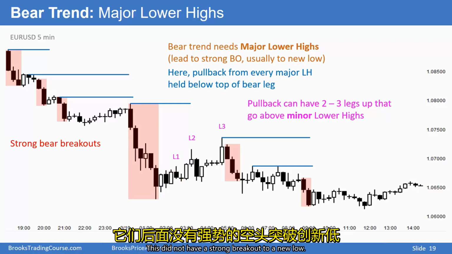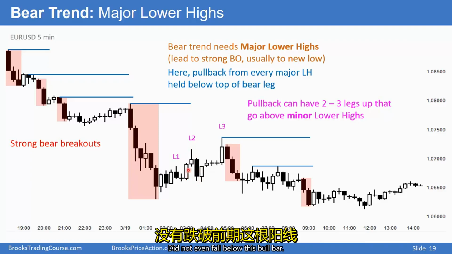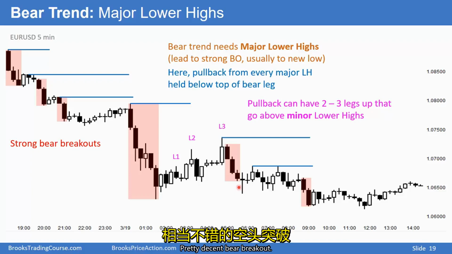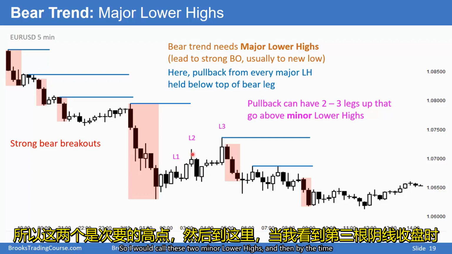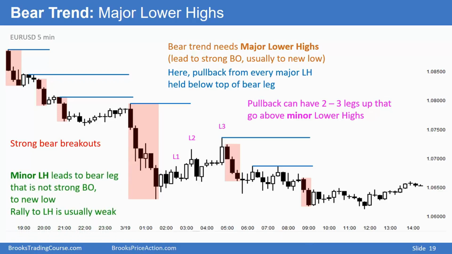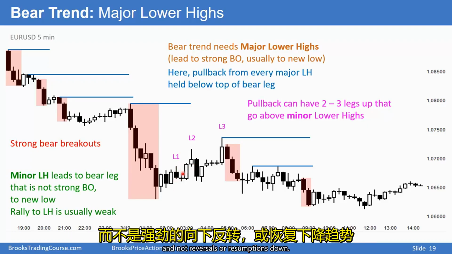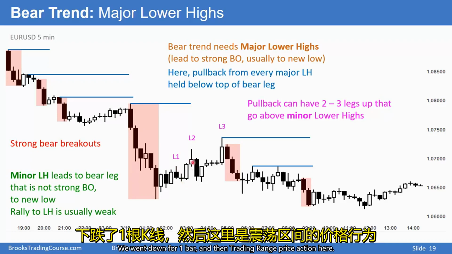This did not have a strong breakout to a new low. This had a 1 bar breakout, but not all that strong, did not even fall below this bull bar. And here, another bull breakout, pretty decent bear breakout. So I would call these 2 minor lower highs. And then by the time this third bar closes, I would call that a major lower high. Minor lower high usually leads to little legs in the trading range and not reversals or resumptions down. We went down for 1 bar and then trading range price action here.